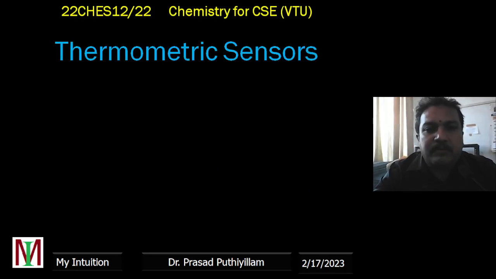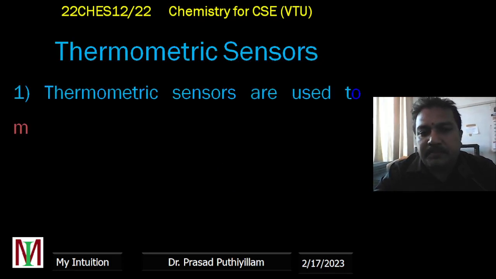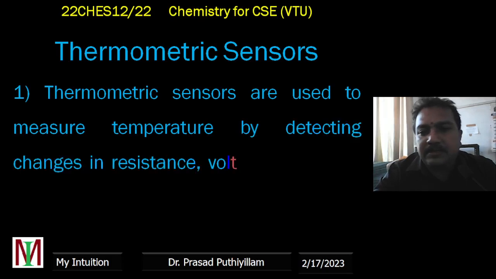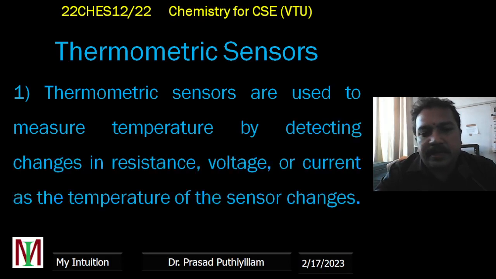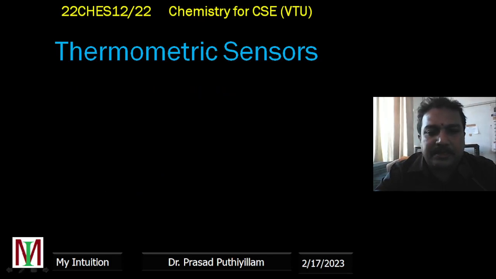Next point, thermometric sensors, something related to temperature. Thermometric sensors are used to measure temperature by detecting changes in resistance, voltage or current as the temperature of the sensor changes. So as the temperature changes, it may detect a resistance change, voltage change or current change. All those can be used to sense it.